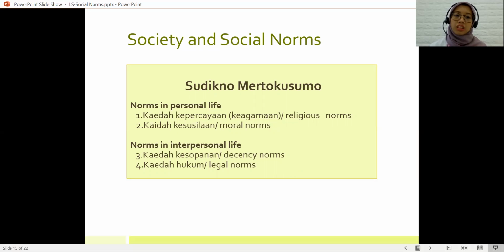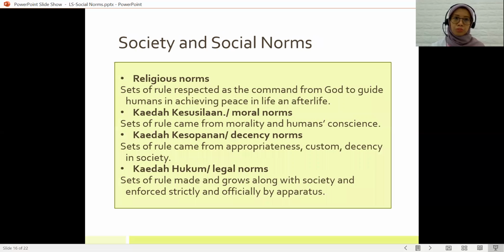It's different with interpersonal life norms, whereas we interact with each other and we need guidance or rules in interacting with each other, right? So according to Marta Kusuma, there are two types: decency norms and legal norms. Norma kesopanan in bahasa Indonesia and norma hukum or kaedah hukum. So here we come to the specific characteristic of each of the norms.